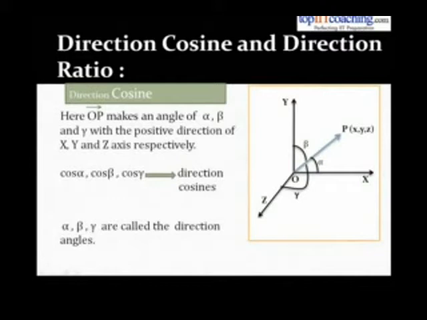So in a sense, these angles alpha, beta and gamma represent the direction of this line segment OP in space. So once again, if any line segment OP makes an angle of alpha with the x-axis, beta with the y-axis and gamma with the z-axis, then cos alpha, cos beta and cos gamma are known as the direction cosines of this line OP. Here alpha, beta and gamma are called the direction angles.